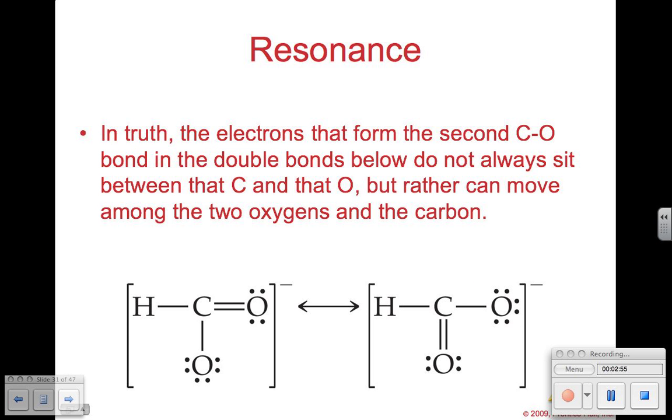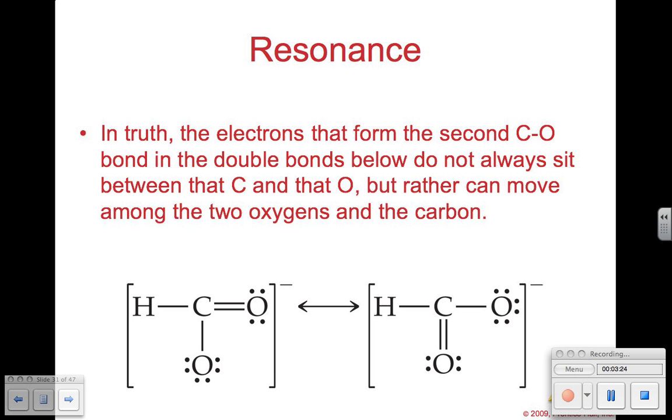Okay, we're back. Where did I leave off? Okay, so in truth, the electrons that form the second carbon-oxygen bond in the double bond below do not always sit between the carbon and that oxygen, but rather can move among the two oxygens and the carbon. So the electrons are said to be delocalized, meaning they aren't restricted between just one carbon and one oxygen. They move around, they float a bit.